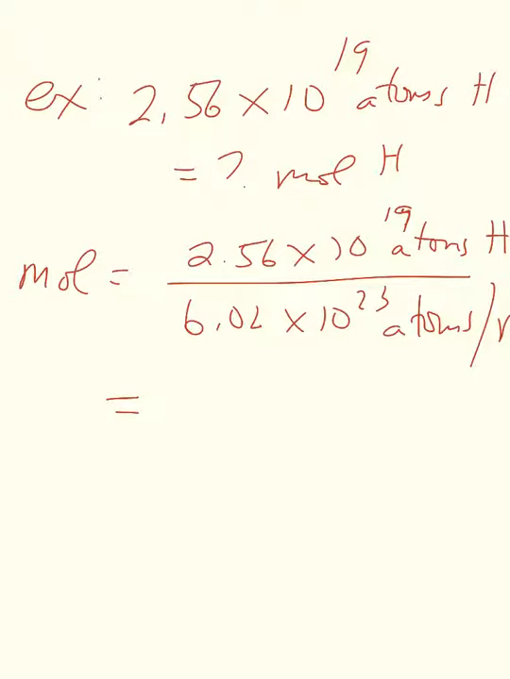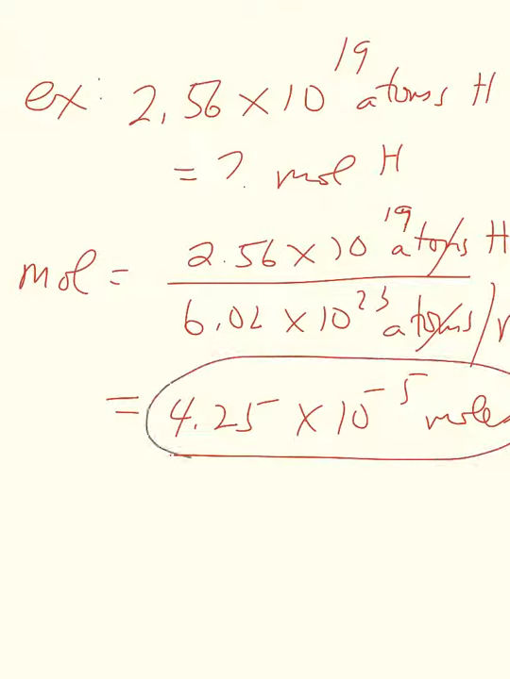6.02 times 10 to the 23rd. Got 3 sig figs here, so this is going to be 4.25 times 10 to the negative 5th, and then I'll be left with moles. My atom units will cancel, just in case you're wondering how the cancellation of units happens. So I'm going to end up with an answer that is really, really small: 4.25 times 10 to the minus 5, that's really 0.0000425. So a really small number.